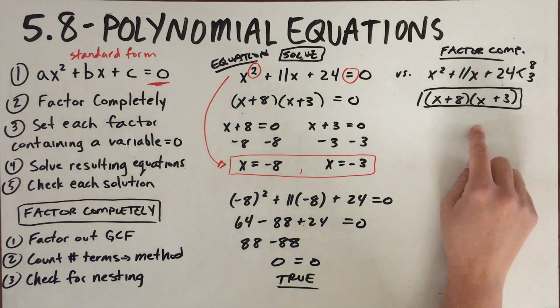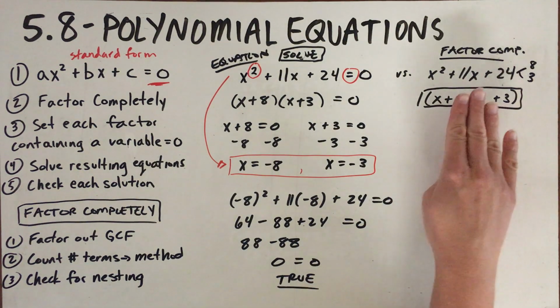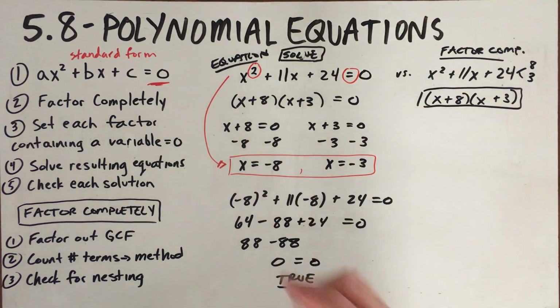So again, the difference from factoring completely is that there I'm going to end with factors, because it is an expression, and solving a polynomial equation is where I'm going to get the values for x that I could substitute into the original equation that would make it true. Hopefully that is helpful.